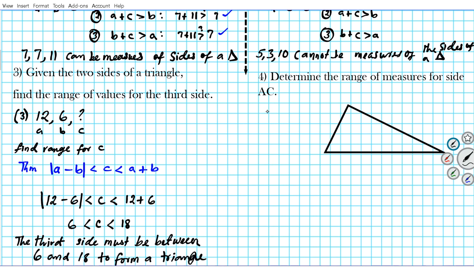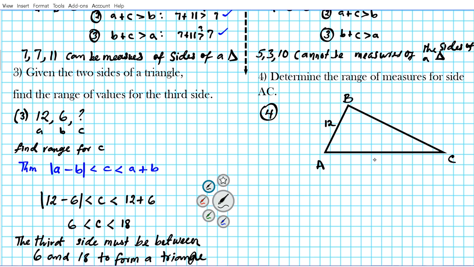So number 4, we have a visual representation. We are given a triangle and we are to determine the range of measures for side AC. Okay, so here we have 12 and here we have 17. Oh, sorry, that's not that side right there.